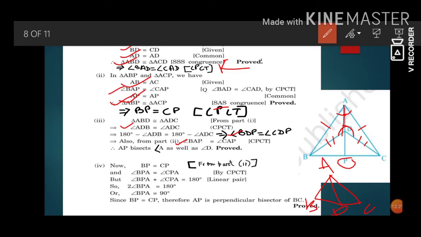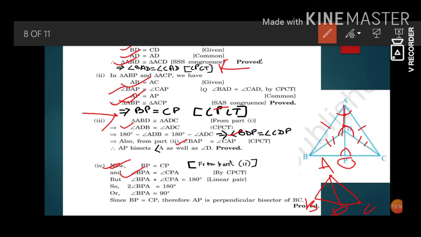Now, to prove the fourth part, we have already used BP equals CP, that is from part 2, from this line. From part 2 we have used that BP equals CP, which shows that the angles at P are equal. We know that equal sides have equal opposite angles. So the opposite sides are equal, so the angles opposite are also equal. So angle BPA equals angle CPA.